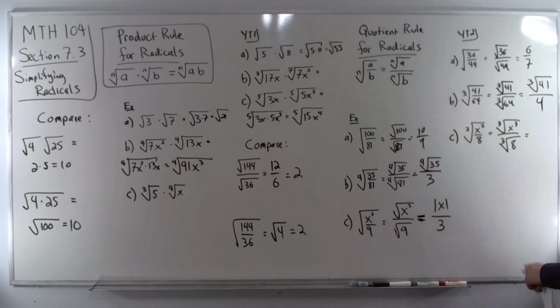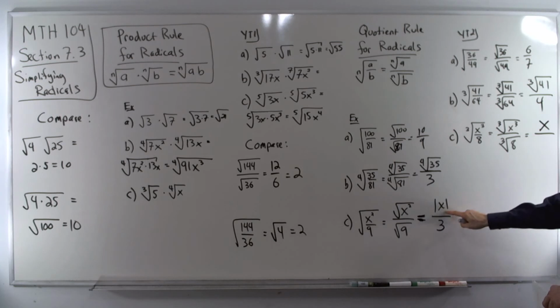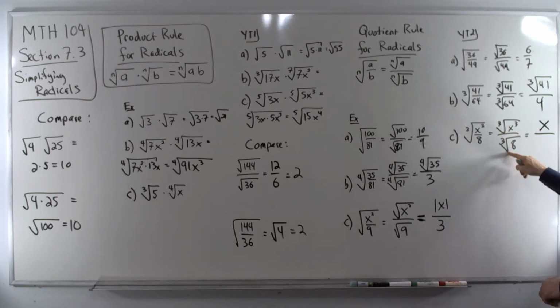All right, splitting that up using the quotient rule for radicals. Now we have an odd exponent and odd index that match. So that reduces to x. All right, we don't need the absolute value when we have odd values there. All right, here, third root of 8 is 2. So x over 2 for that one.